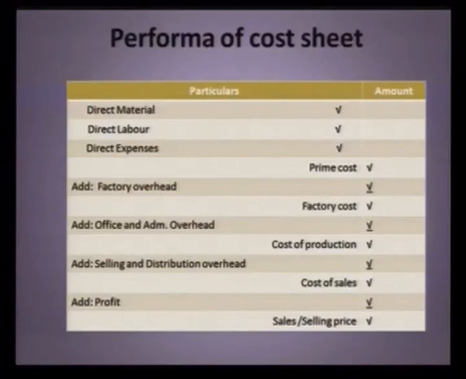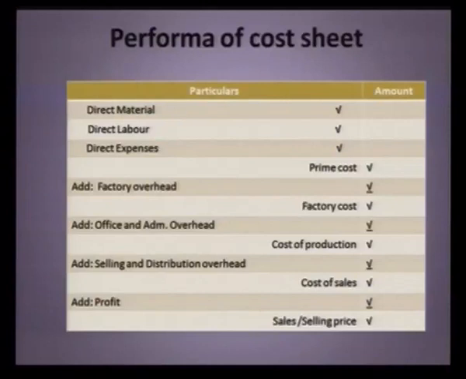Pro forma of cost sheet: first all direct costs are taken, direct material, direct labor, direct expenses, and the summation of these three direct costs we call prime cost. Prime cost is the basic cost of any product which occurs. Then to prime cost we add factory overhead, it comes to factory cost.